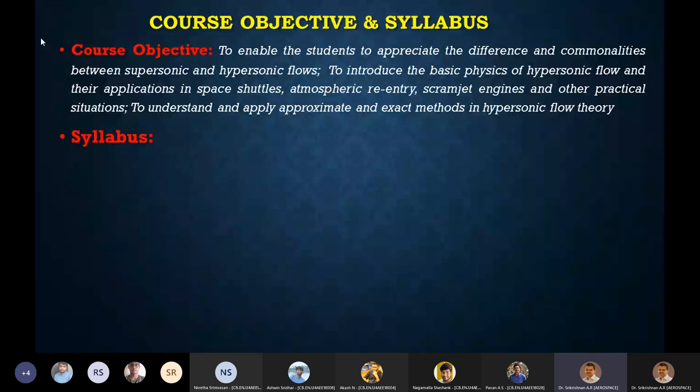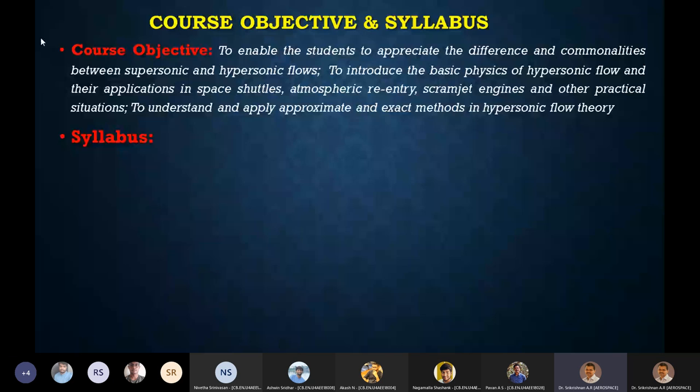In fact, the last point, that is understanding and applying approximate and exact methods in hypersonic flow theory, spans the entire course. So even the points that were listed above, that is to introduce basic physics of hypersonic flow, etc., are all done in tandem with, or in parallel with, understanding and applying approximate and exact methods in hypersonic flow theory. So what are the tools used, or how they are formulated in hypersonic flow for analysis, is what is primarily focused on in this particular course.